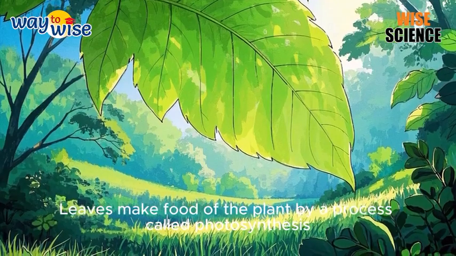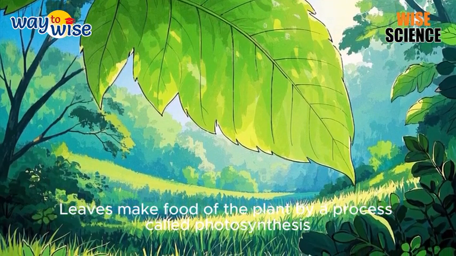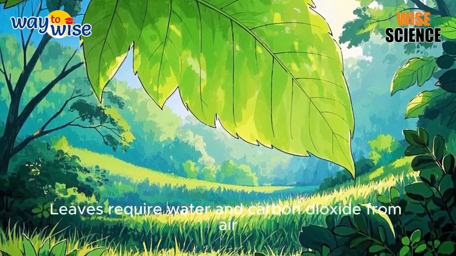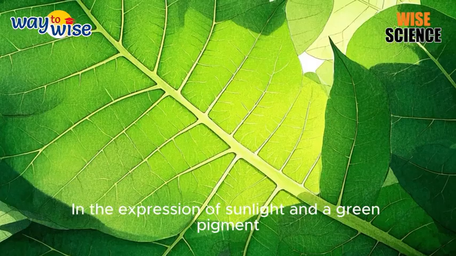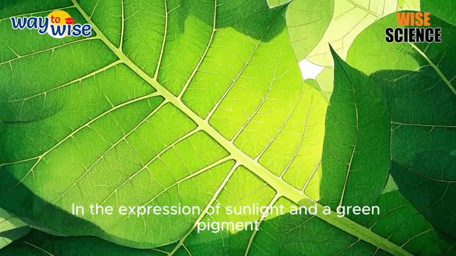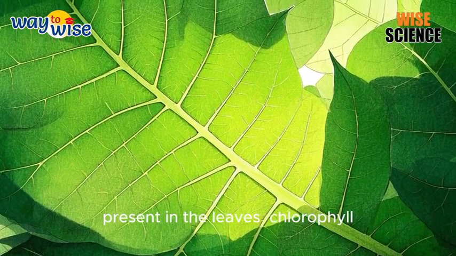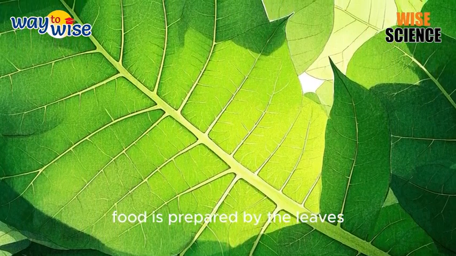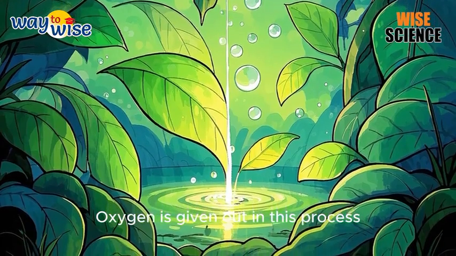Functions: leaves make food for the plant by a process called photosynthesis. Leaves require water and carbon dioxide from air. In the presence of sunlight and a green pigment present in the leaves, chlorophyll, food is prepared by the leaves. Oxygen is given out in this process.